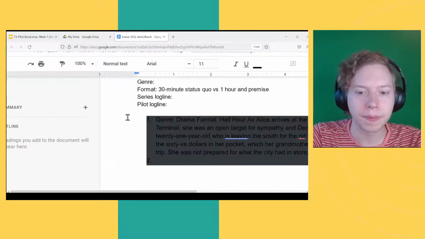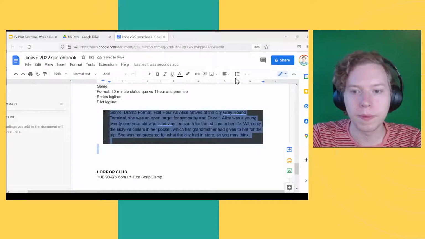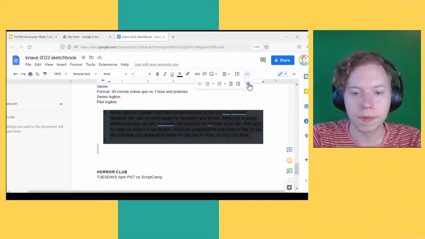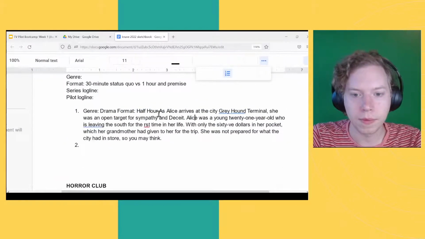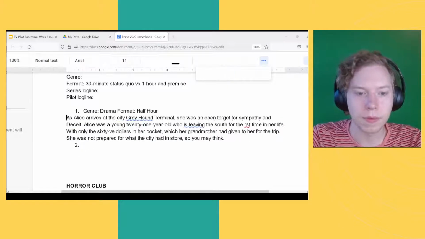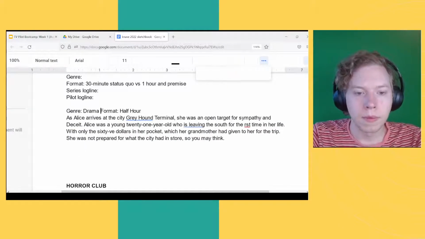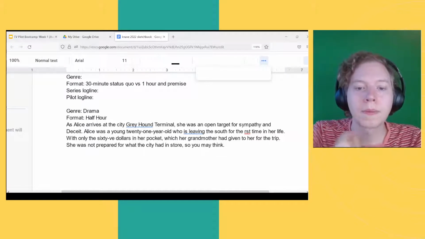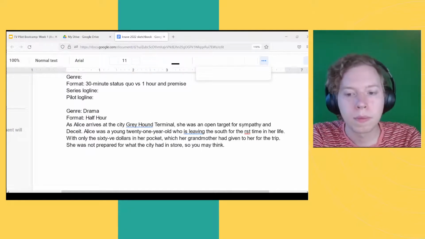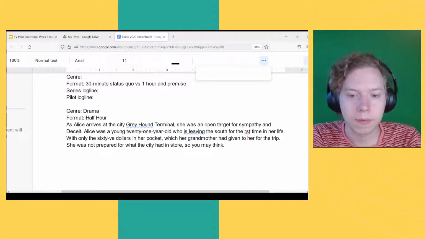As Alice arrives at the city Greyhound terminal, she was an open target for sympathy and deceit. Alice was a young 21-year-old who was leaving the South for the first time in her life, with only $65 in her pocket, which her grandmother had given her for the trip. She was not prepared for what the city had in store for her, so you may think.